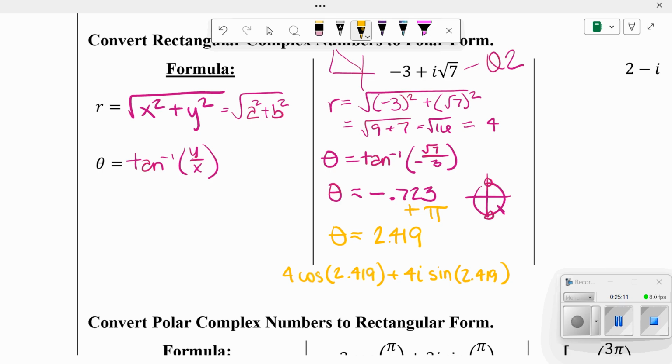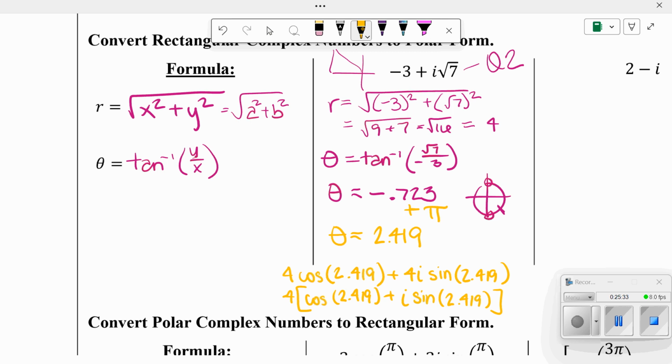The other way that shows up quite a bit is they factor out the GCF, which is the 4. So you might see it written with the 4 out, and then this is just cosine 2.419 plus i sine of 2.419. So be prepared to see both of those ways.